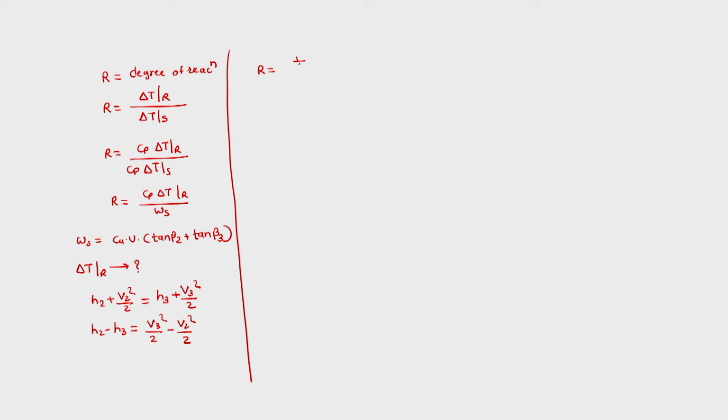So R is equal to half of V3 square minus V2 square, by 2, divided by shaft work or stage work. So R is equal to V3 square minus V2 square upon twice shaft work. So we can go to the velocity triangle and then find out what V3 and V2 are.